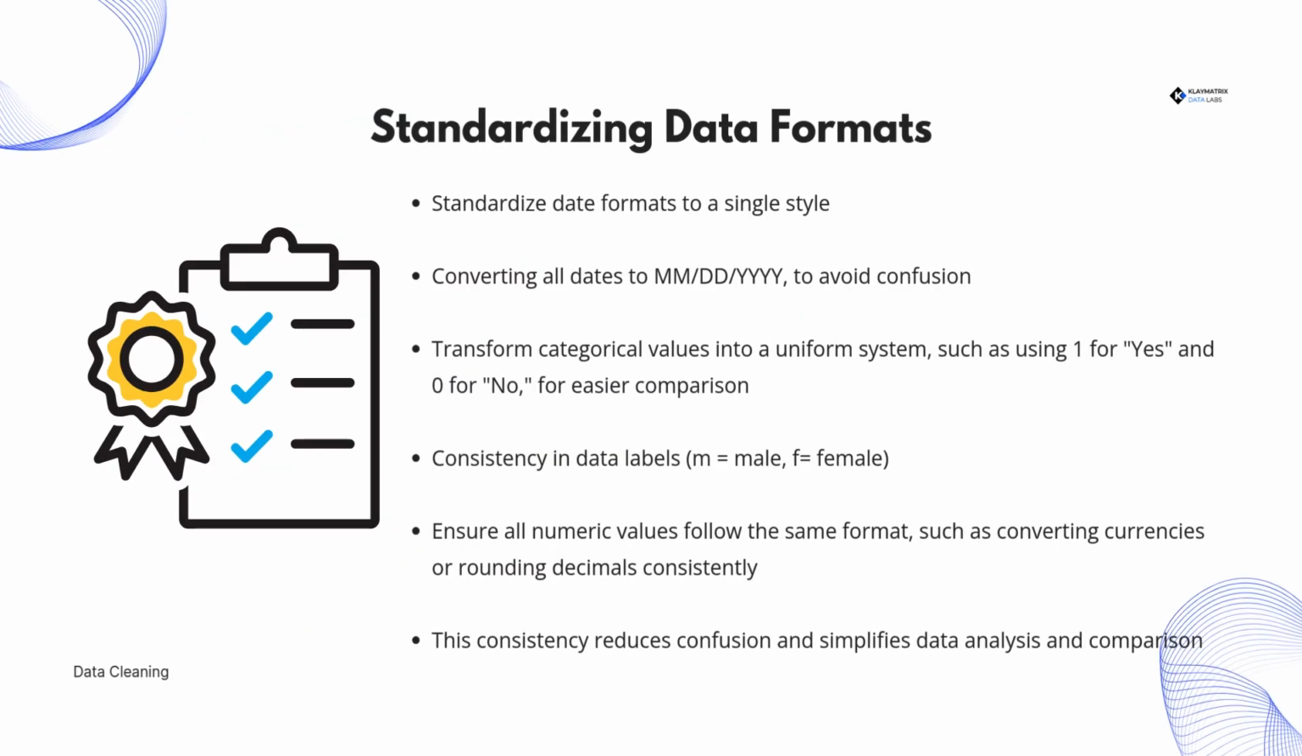Standardizing data formats. To maintain consistency in a dataset, it's essential to standardize formats. For example, dates should follow a uniform structure, like MM/DD/YY, to avoid confusion. Categorical data like yes-no responses should be consistently coded as 1 and 0 or yes and no, instead of mixed variations. Standardizing numeric values, such as currency conversions and decimal rounding, ensures accuracy across different regions. These small but essential steps simplify comparisons and prevent errors in calculations.